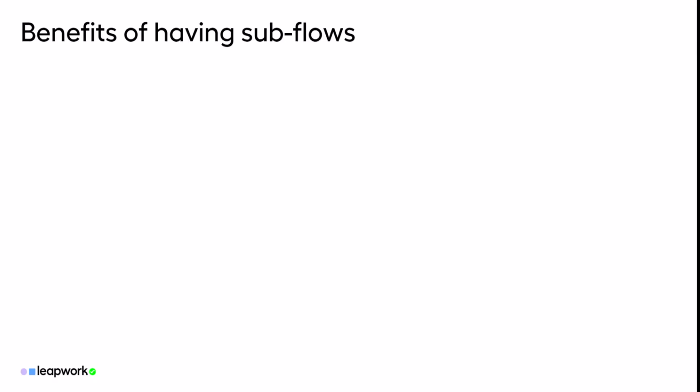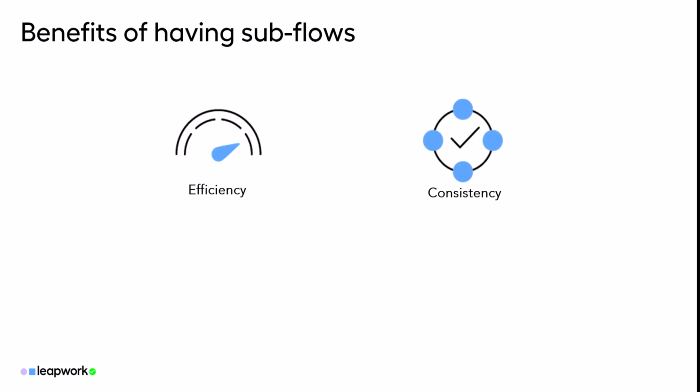Here are some benefits which subflows can bring to automation. Efficiency. By reusing existing flow assets, you can save time and effort compared to creating new flows from scratch every time. This can be especially useful for regression testing, where the same tests need to be run repeatedly. Consistency. Reusing flow assets can help ensure consistency across tests and test suites. This can help identify patterns and trends in test results more easily.